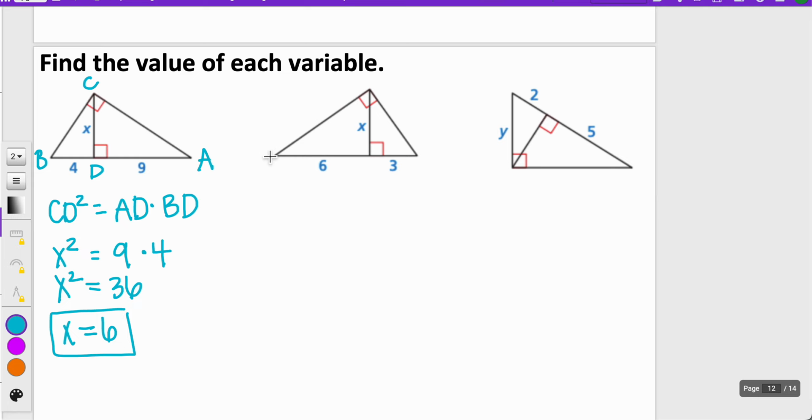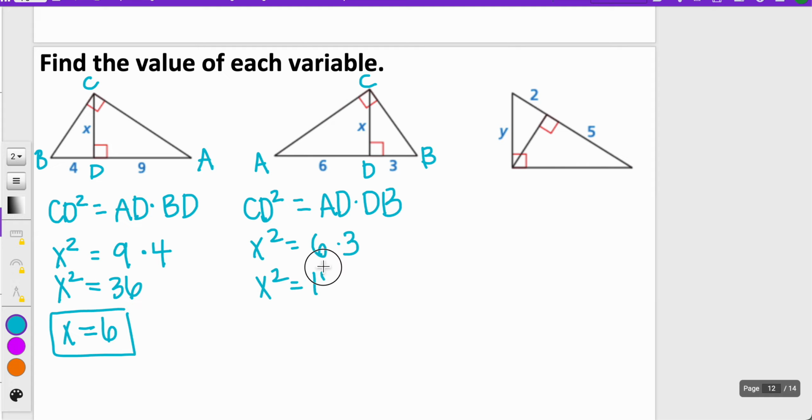Again, starting up again here, I'm going to say this is A this time, here's B, here's C, and then D would be this length. Again, CD is unknown, so CD is what I want to set it equal to. CD squared is equal to AD times DB. So that's x squared equals 6 times 3, which means x squared is 18.